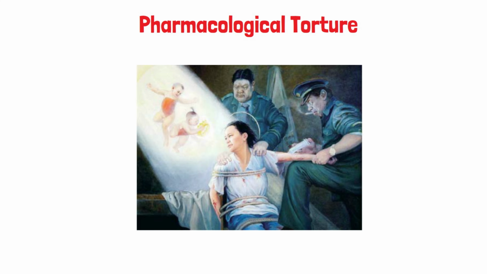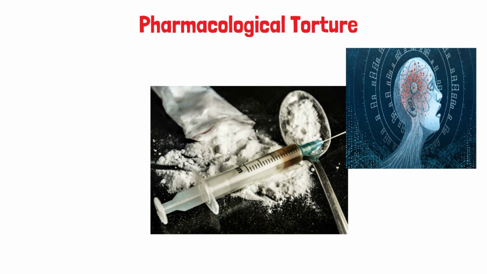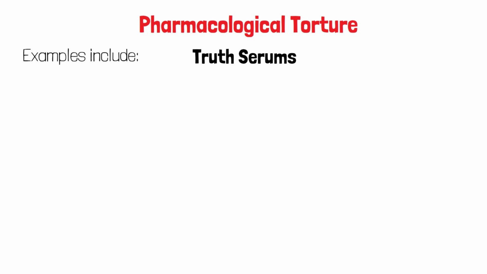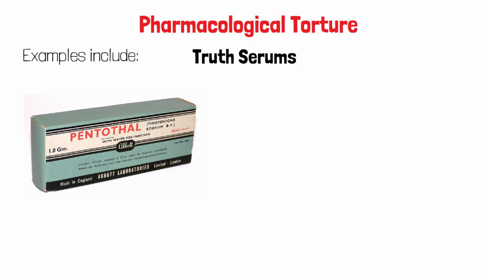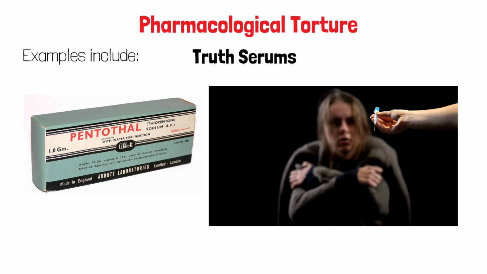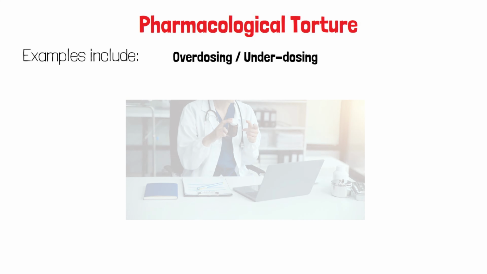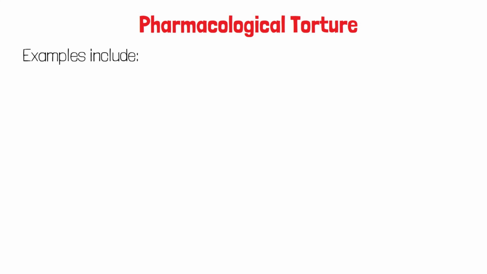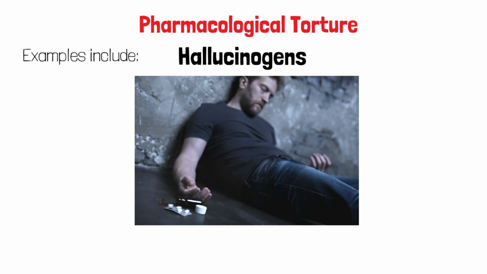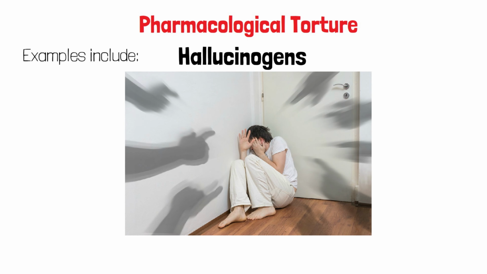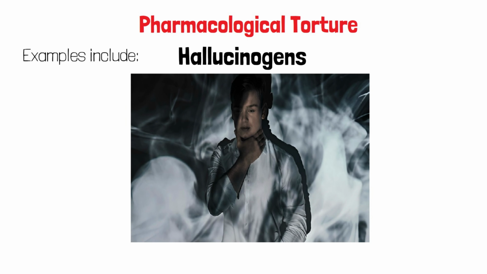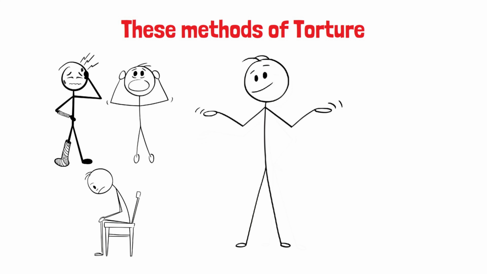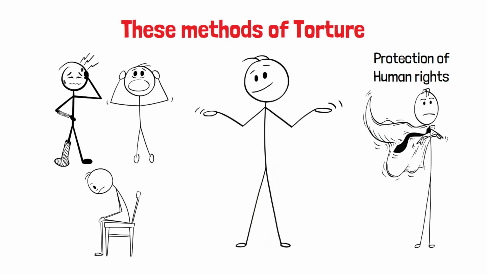Pharmacological torture. Pharmacological torture uses drugs to manipulate the mind and body, creating physical or psychological distress. Examples include truth serums, administering drugs like sodium pentothal to make victims more susceptible to interrogation. Overdosing or underdosing, intentionally giving too much or too little of needed medication to cause pain or confusion. Hallucinogens, administering drugs that distort reality, leading to paranoia, fear, or hallucinations. These methods of torture are designed to break the body, mind, and spirit. By understanding them, we can raise awareness and promote the protection of human rights.